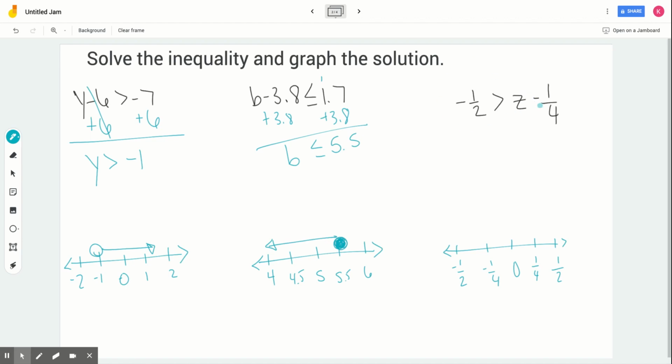On the third one here, we're going to add 1/4 to each side. Keep in mind that when we are adding and subtracting fractions, we have to have a common denominator. So 1/2 is like 2/4. These have opposite signs, so we subtract: 2/4 take away 1/4 is 1/4, and we keep the sign of the larger number, which is negative. Keep in mind, when the variable's on the right-hand side, we move it to the left, and we make sure that the inequality symbol is still facing the same number. So in this one, z is less than negative 1/4. Open circle on negative 1/4 and shading to the left.